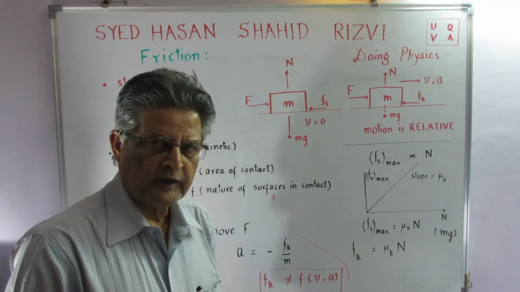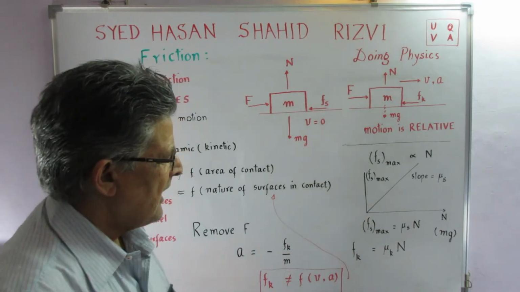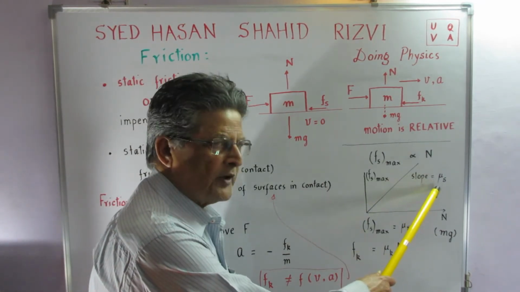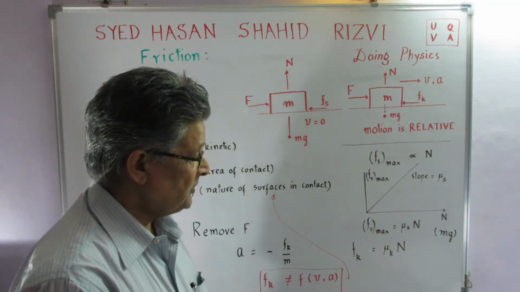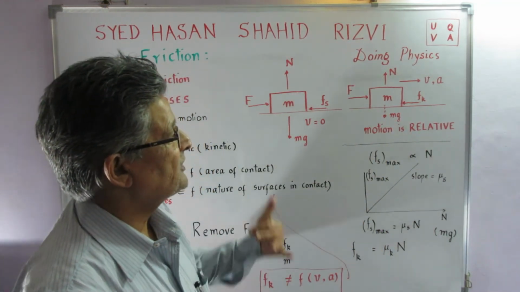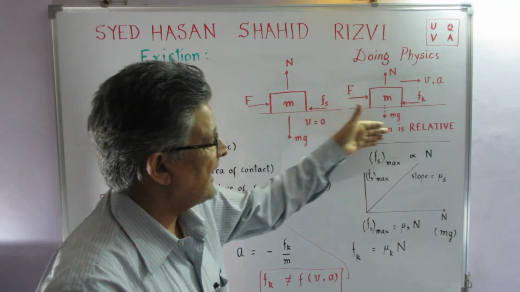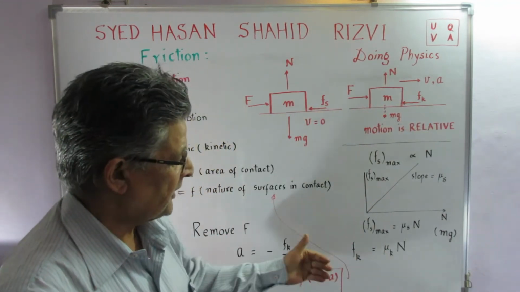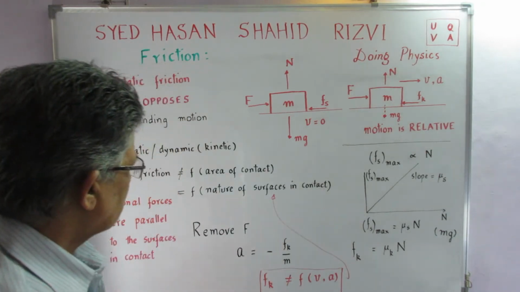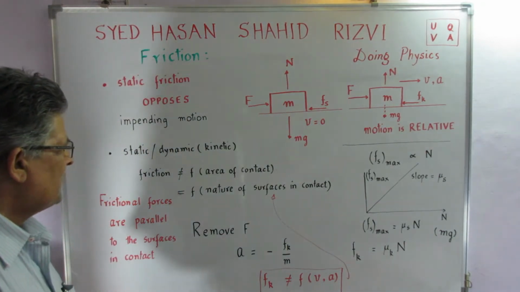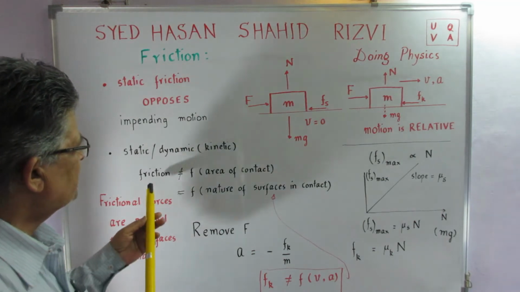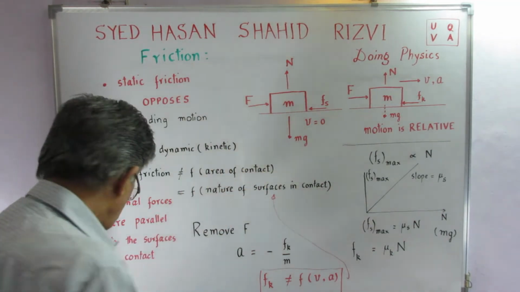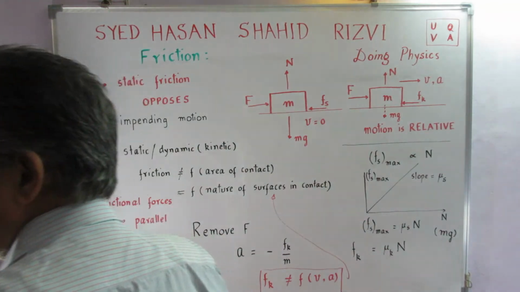Now the interesting thing is that mu k is smaller than mu s. That means the frictional forces when the two bodies are in relative motion, they drop, they decrease. But the thing is that the friction does not depend upon the area of the contact, which means, like I told you, where is the book?